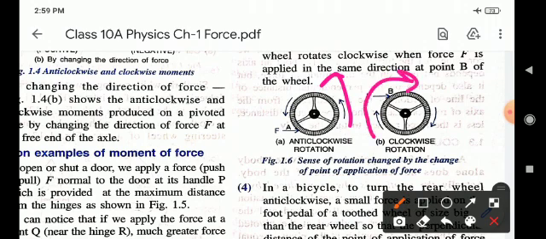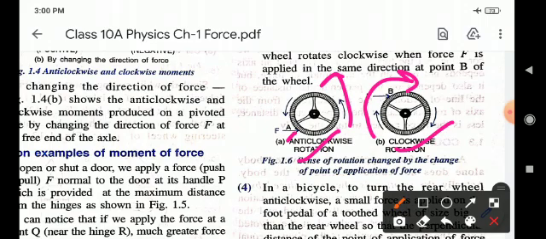For turning a steering wheel, a force is applied tangentially on the rim of the wheel, which is given in this figure. The sense of rotation of the wheel is changed by changing the point of application of force without changing the direction of force. When the force F is applied at a point A of the wheel, the wheel rotates in the anti-clockwise direction, while in figure 1.6b, the wheel rotates clockwise when force F is applied in the same direction at point B of the wheel.